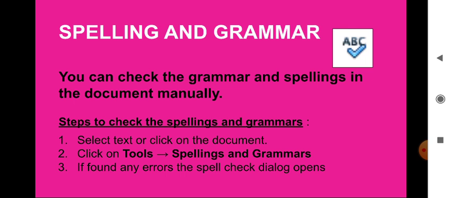Step 3, if any errors are found, the spell check dialog box will open. So you'll find there, when a possible spelling error is encountered, the spell check dialog box opens, and OpenOffice.org offers some suggestions for correction also.